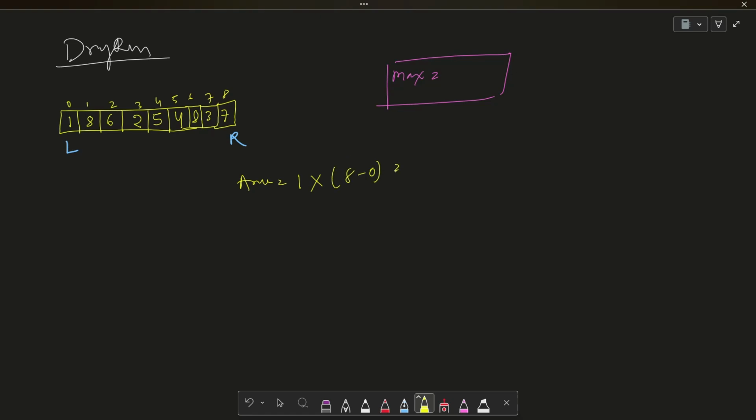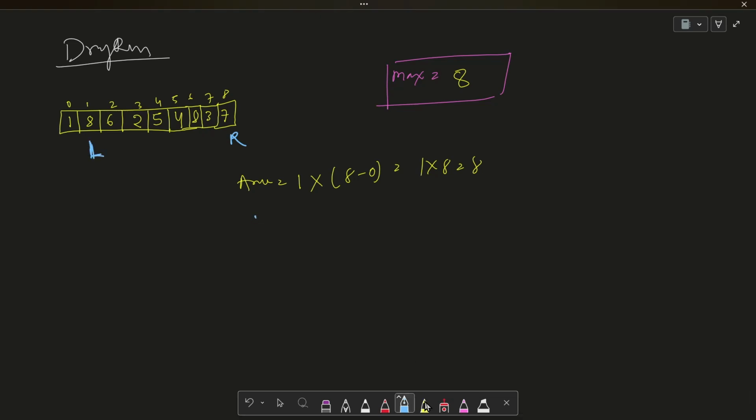8 minus 0. How much? 8. 1 into 8, 8. Update this maximum container. Now, the second step we have already discussed. We have to move the shorter line. So the shorter line is which one? This one. The left will come to here.